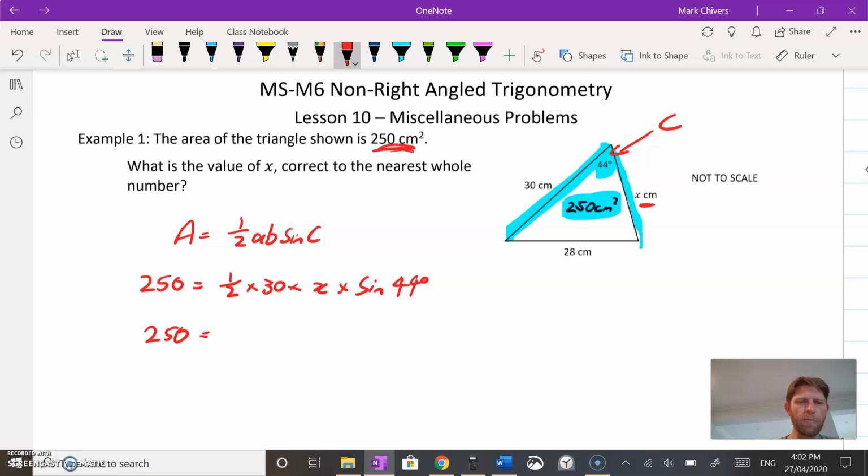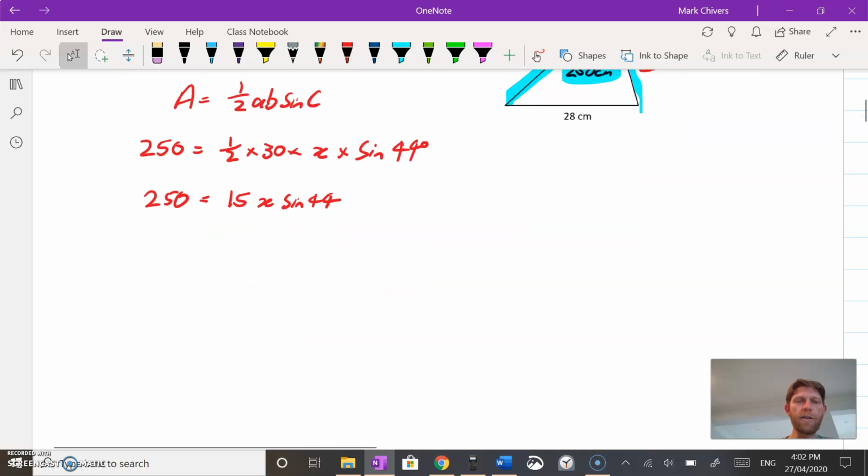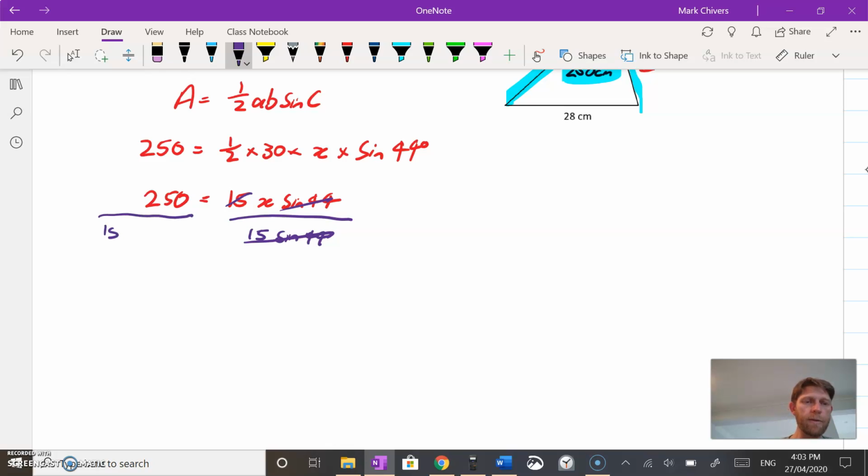So I'm just going to tidy that up a little bit. 30 times a half is 15, so I'm going to go 250 equals 15x sine 44. And if I divide both sides of this equation by 15 sine 44, that means that and that are going to cancel out, and I'll be just left with x on that side, so that seems to make sense to me. But of course, whatever I do to one side, I have to do to the other. So we divide that side by 15 sine 44 degrees.